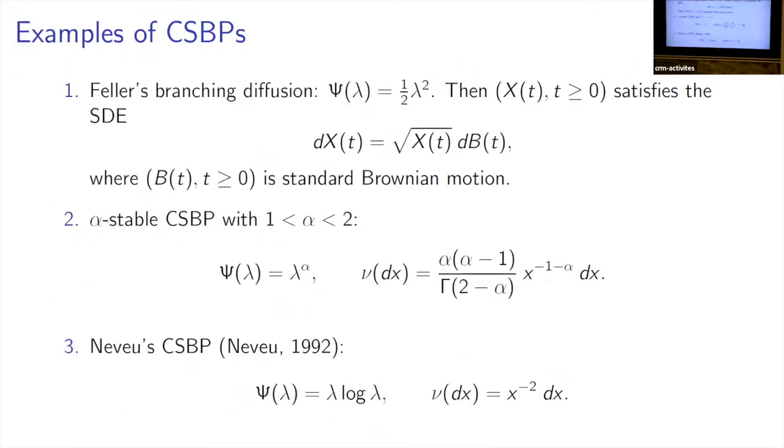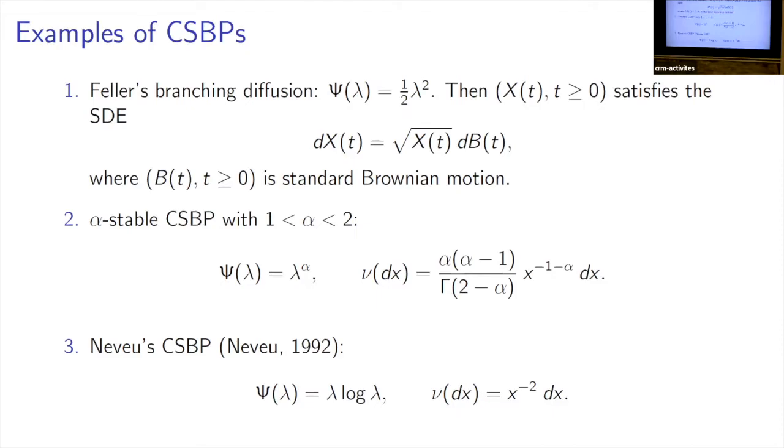So let's look at a few examples of continuous state branching processes. So if the branching mechanism is given by 1/2 times lambda squared, then this process is known as Feller's branching diffusion. This is the process that we get by time changing Brownian motion, and it happens to satisfy this stochastic differential equation here. And we can see that the process is moving more quickly when the population size is larger.